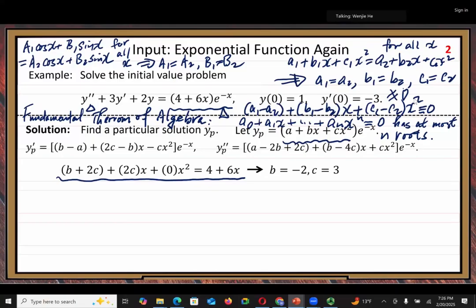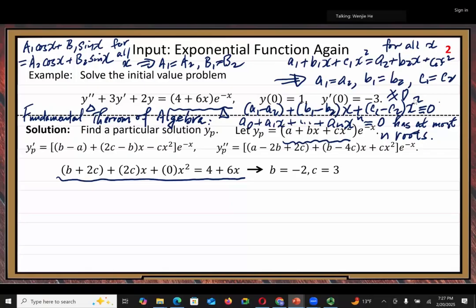If its leading coefficient is not 0, then it can have at most 2 roots. But we say identical to 0, that means it equals 0 for all x, right? More than 2 roots, right? If more than two roots, the leading coefficient must be 0. Then we reduce the degree, right? The next degree has more than 1 roots, so the next leading coefficient must be 0. So we keep doing that. All the coefficients must be 0.